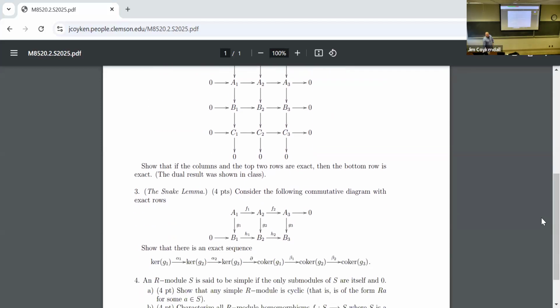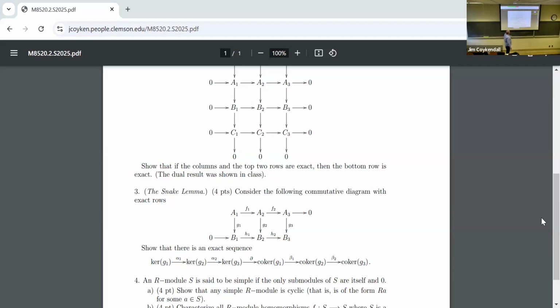The next one's the snake lemma. How many of you have heard of this? No? Snake lemma. This is actually very important in algebra. So here again, we've got a commutative diagram with exact rows. So going in any direction, you get the same thing. This means the image of F1 is the kernel of F2, and it means F2 is onto, right? H1 is one to one, and the image of H1 is the kernel of H2.